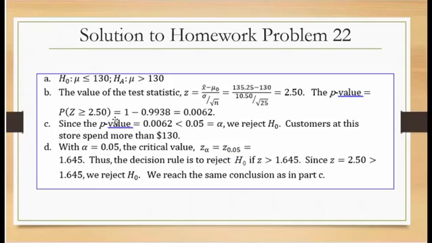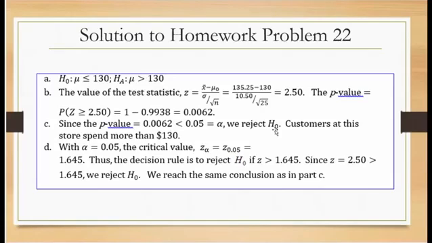So we're 2.5 standard deviations from the norm. And so we do 1 minus that, and we get 0.0062. So our number, 0.0062, is indeed less than this 0.05. So we can indeed reject the null and say that customers at the store do spend more than $130. So even though it's within the standard deviation, we can still reject it.